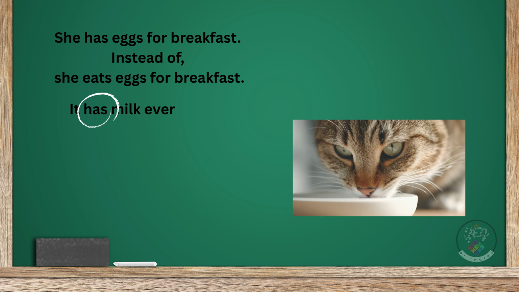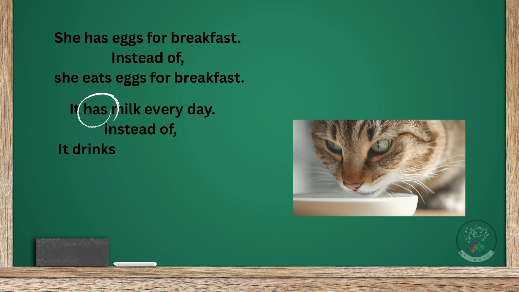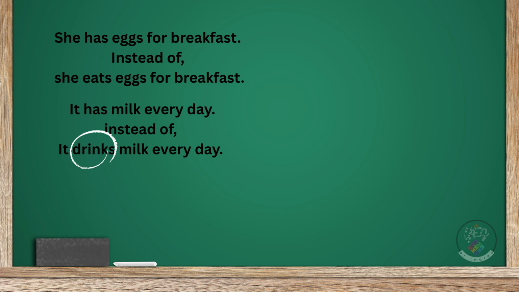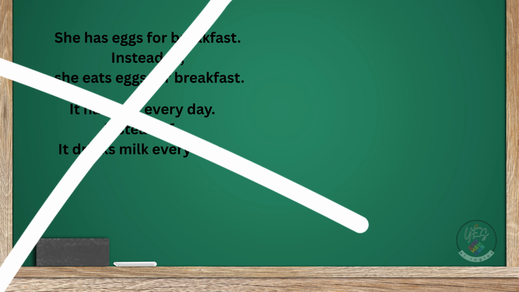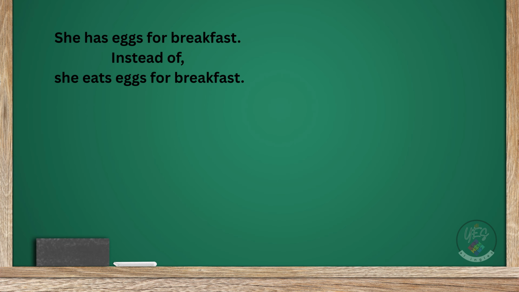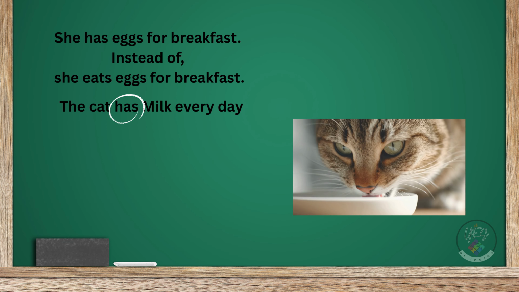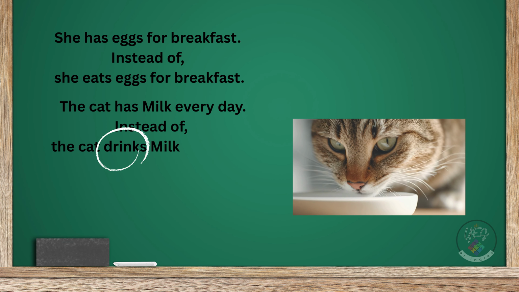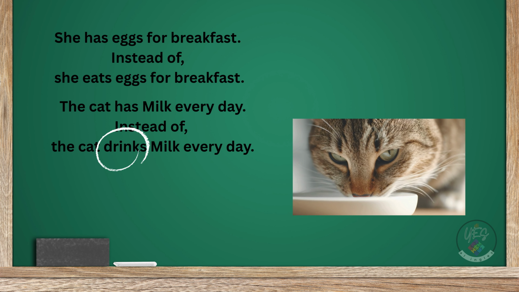It has milk every day, instead of it drinks milk every day. Now, even though this sentence is grammatically correct, in everyday standard English it is not used this way. Instead, it can be used this way. The cat has milk every day, instead of the cat drinks milk every day.